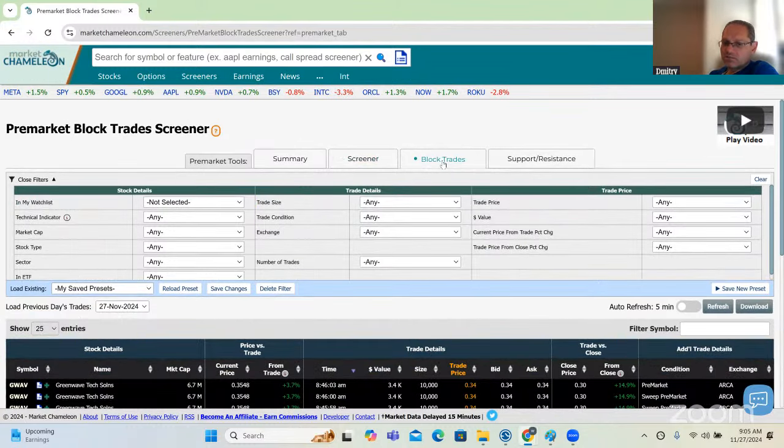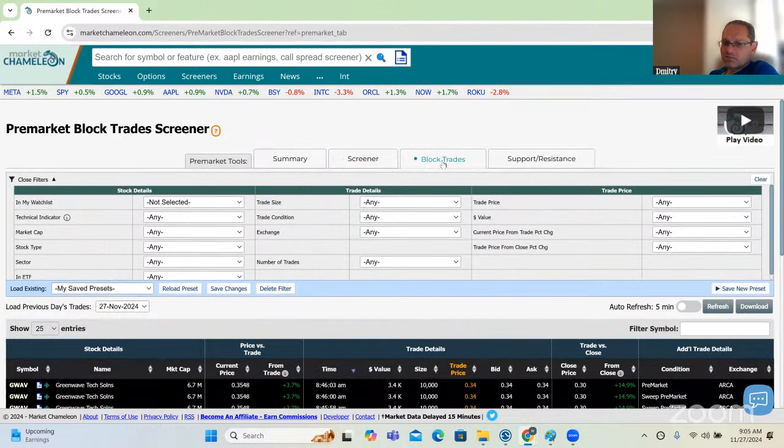Actually this is the pre-market report, so these will always be pre-market. And it looks at the trading activity in the pre-market and starts to look for bigger size trades. When we define a block trade, different people could define it differently, right? Maybe it's $250,000 worth of stock. Maybe it's 500,000. Maybe it's 1 million.